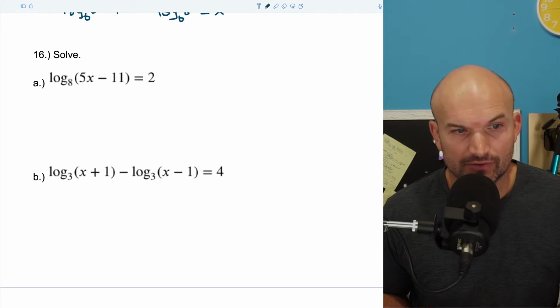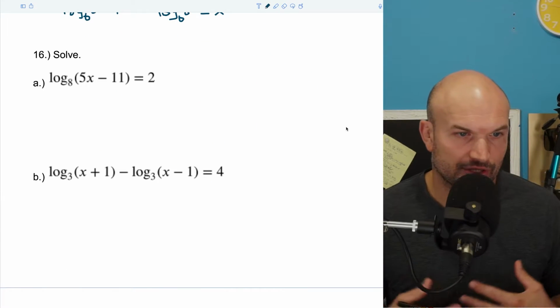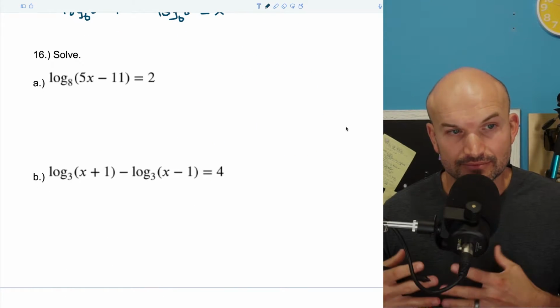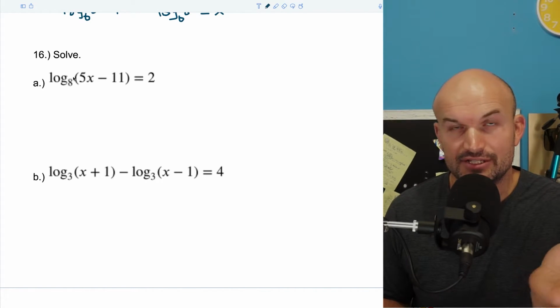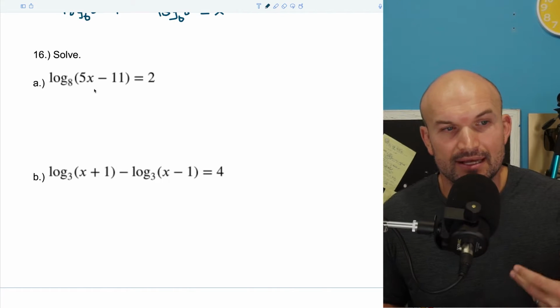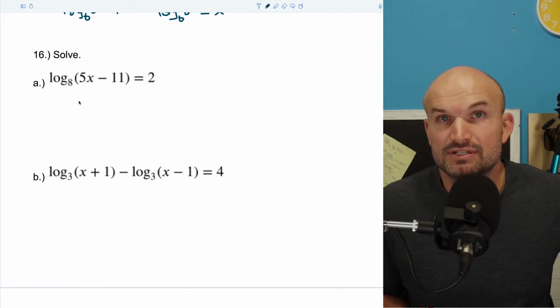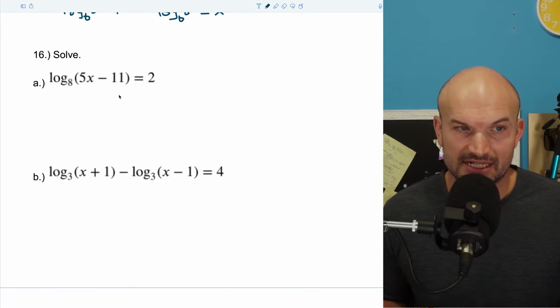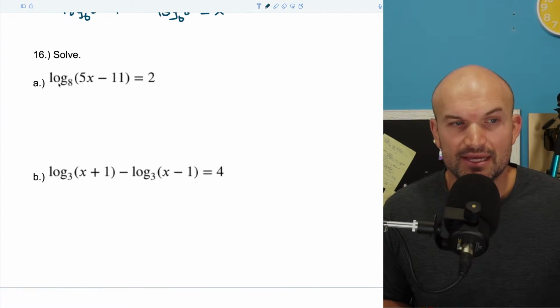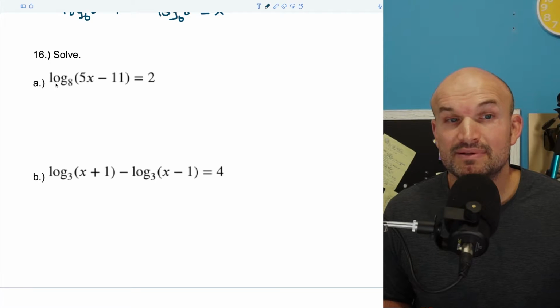Now, for solving logarithmic equations, there's a couple different things we want to do. The first thing we want to do is always make sure that we have a logarithm isolated. In this case, you can see I have a logarithm equal to a value. To undo a logarithm, I need to use my inverse operations. So how do we undo a logarithm? One way is to rewrite this in exponential form, but to undo the logarithm, we can exponentiate on both sides.